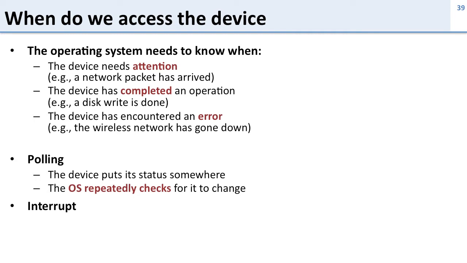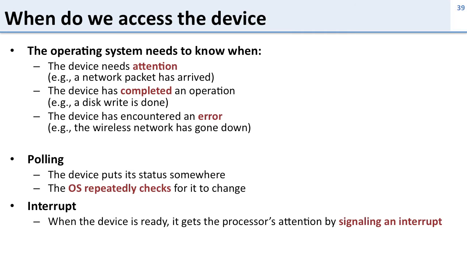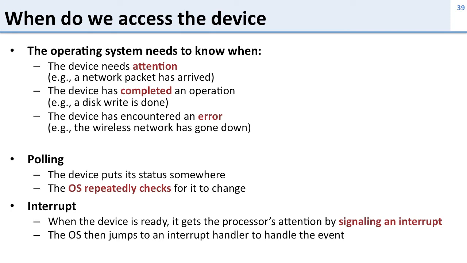The other way to handle this is through interrupts. In an interrupt, the device waits until it's ready, and then when it's ready, it signals an interrupt, and signaling the interrupt gets the processor's attention. Once the processor gets an interrupt, it then jumps to special code called an interrupt handler that handles the event.